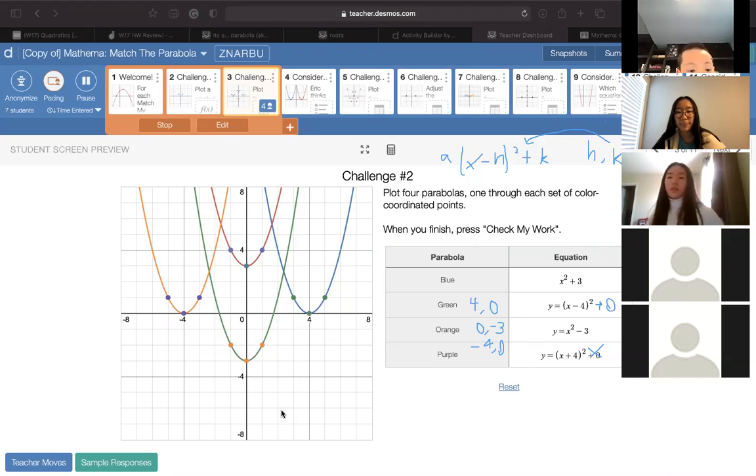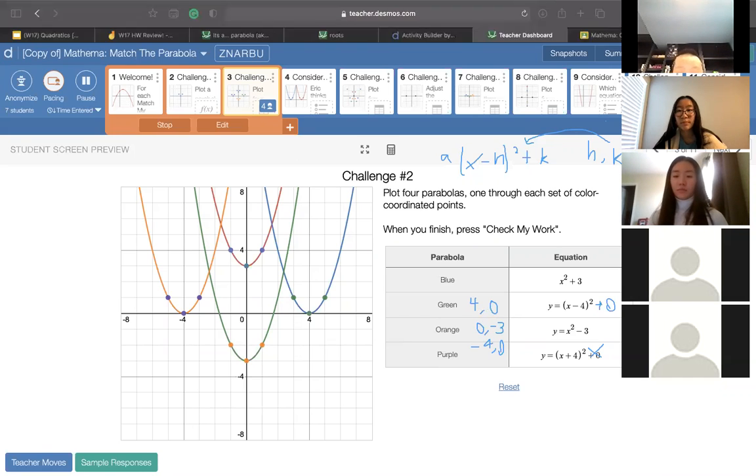What's your question, Colin? My Desmos is broken. When I click on the purple box, it highlights the orange dots. And when I wrote something in it, it didn't show anything. Huh. Did you click check my work? No. Click check your work.